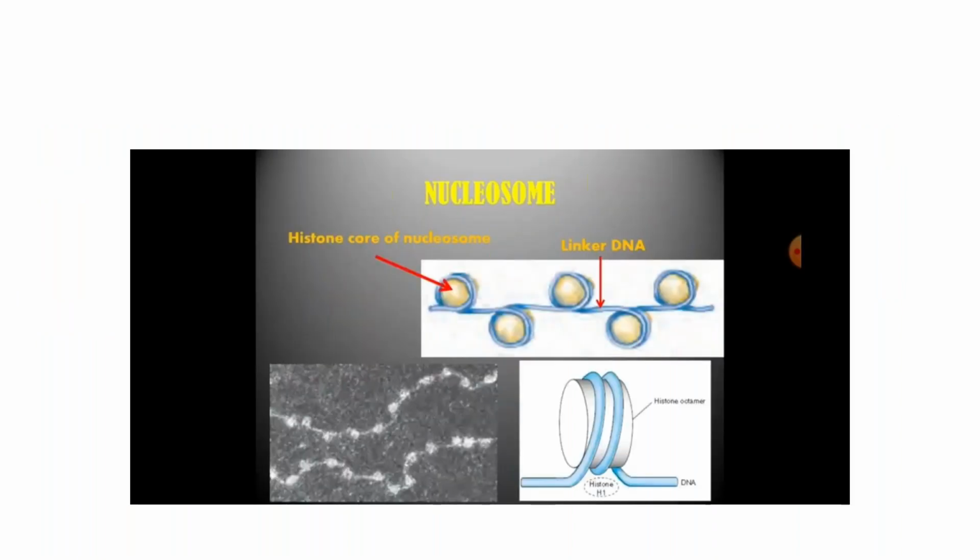ठीक है. So this is how it looks. Core histone molecule, उसके around DNA becomes a nucleosome. These nucleosomes are attached with the help of बीच का जो linker DNA है. And this, you can see the image where it is on the electron microscope. It looks like this beads on string appearance.